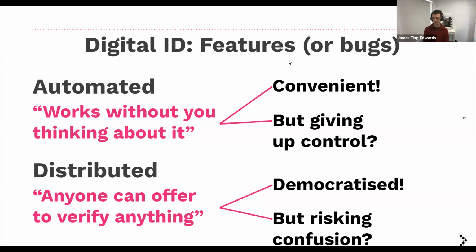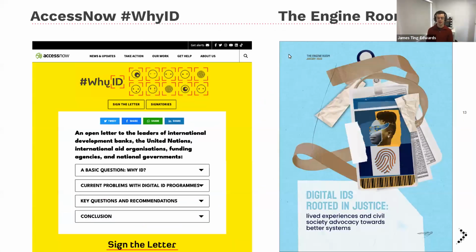So if we go to the next slide, there's a couple of organizations that have done these amazing reports. So one is the Engine Room, which looks at digital IDs rooted in justice. This is their more recent one. And they did another one earlier that we drew on in our submission, looking at lived experience of people engaging with digital identity. And then there's Access Now, who has run the Why ID campaign.